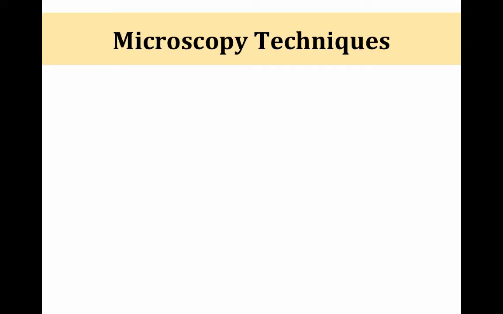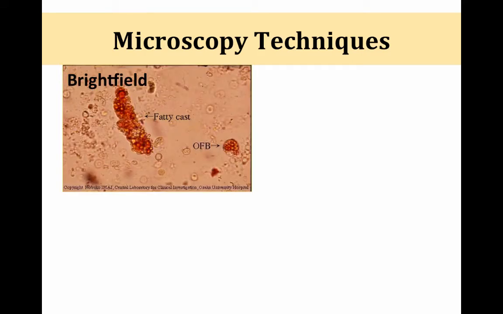The one you're most familiar with is most likely bright field microscopy, which is what we use in lab, and it's the simplest when you have light shining up through the specimen and you're looking at it from above. Bright field is good for stained specimens and specimens that have a pigment to them. As you can see here, this fatty cast has some sort of pigmentation. There's an oval fat body off to the right. Red cells and the like are also usually identifiable in bright field microscopy.